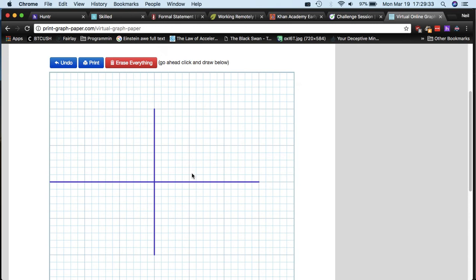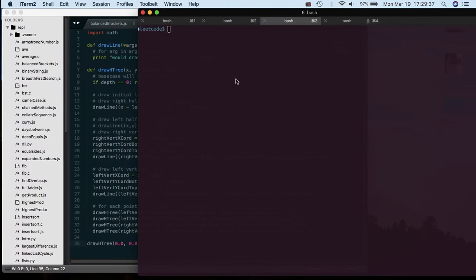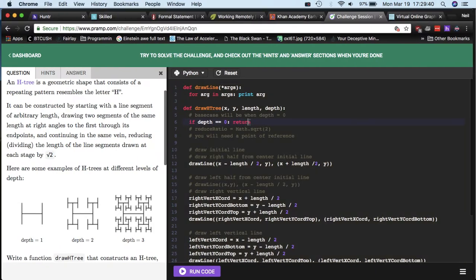So my first general thought was to write a function here. We're not actually going to be drawing anything, we're just going to simulate it by printing out the args for draw a line when you draw a line. So here's the actual driver method.